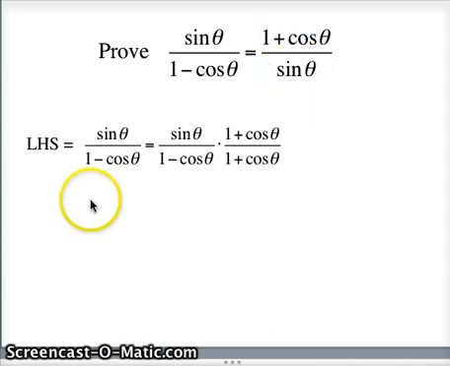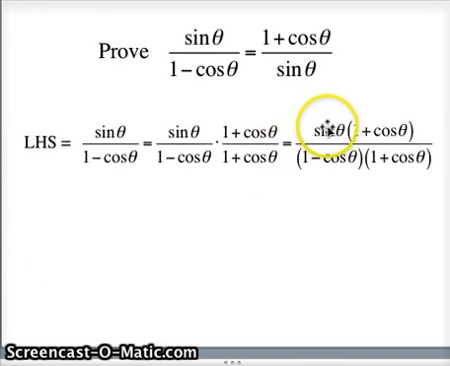And the strategy I'm going to use is I'm going to multiply the numerator and the denominator by 1 plus cosine theta. Of course, 1 plus cos theta over 1 plus cos theta would divide out. It's just 1. I am not changing the value of that original fraction. I'm just making an equivalent fraction. Distributing, first getting sine theta times 1 plus cos theta over 1 minus cos theta times 1 plus cos theta. Distributing here, well, actually I'm not going to distribute here. I'm going to go ahead and multiply those guys.